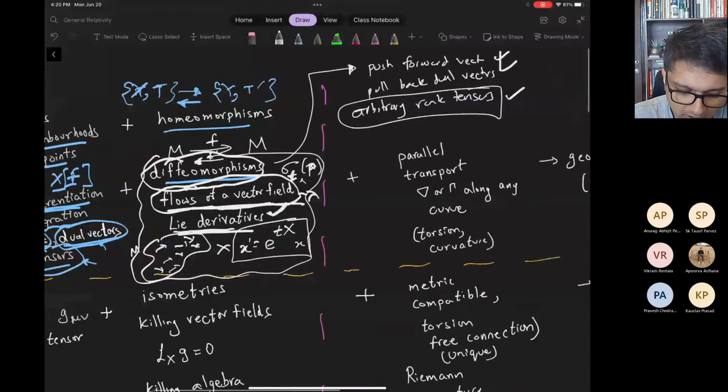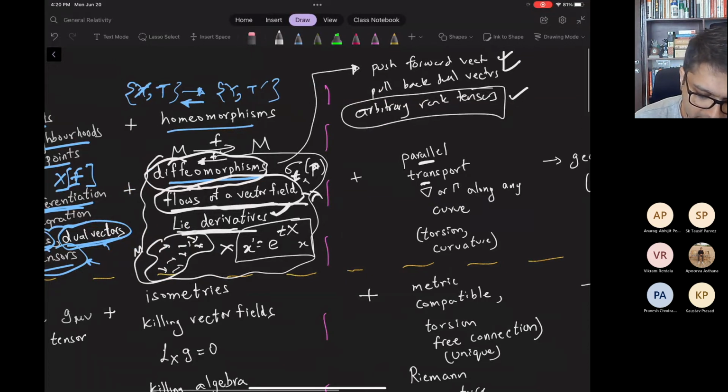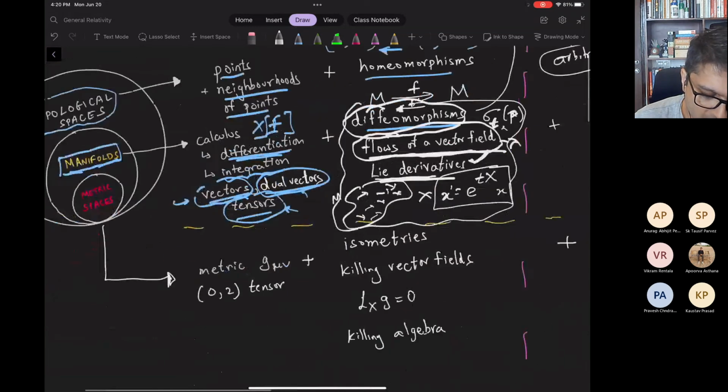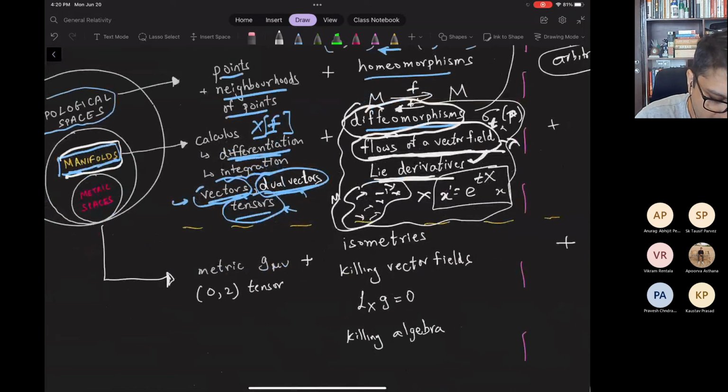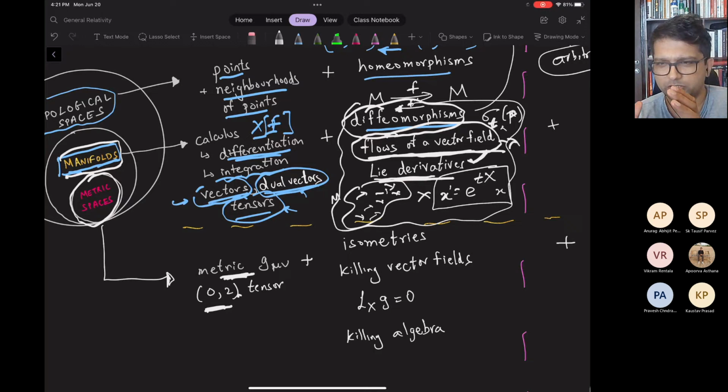Now, earlier we had seen that we also have this concept of parallel transport. Sorry, let me come to this idea of parallel transport later. Within the subclass of manifolds, we have a subset of manifolds which are called metric spaces, where you add additional structure to the manifold. You take a manifold, but you pick out a particular 0-2 tensor called the metric tensor. So this is a manifold with some additional property, which is that you picked out a particular 0-2 tensor. So this is called a metric space.